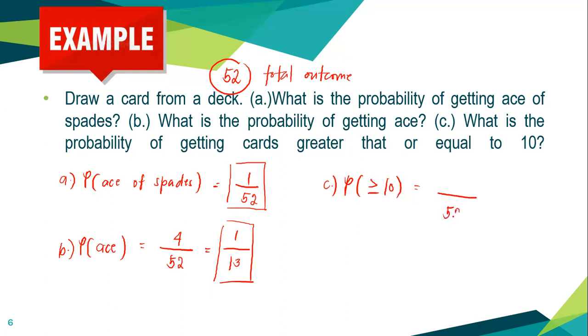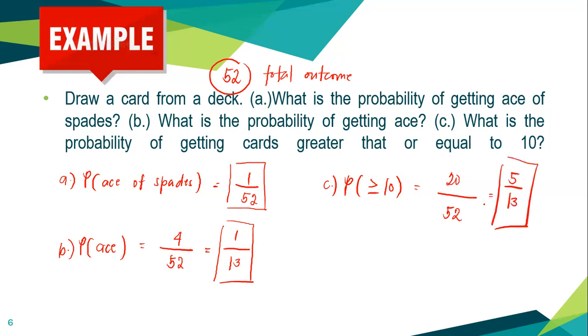So again, the denominator is 52 for the total outcome. How about the favorable outcome? We have 20, right? Then 20/52 in lowest form is equal to 5/13. So we have here 5/13.